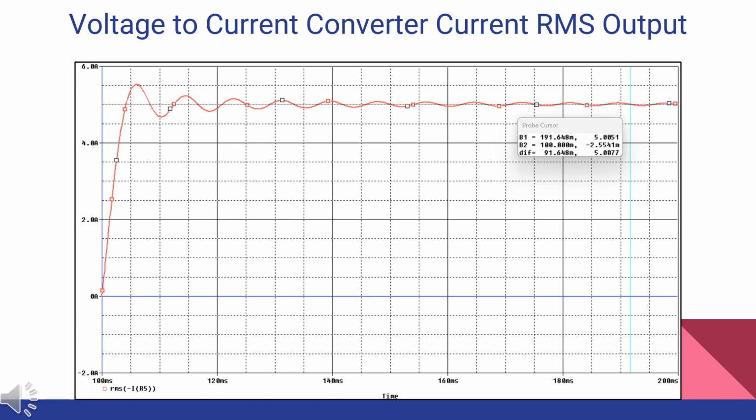This is the expected RMS output of the voltage to current converter. RMS stands for root mean squared, which means the first 20 milliseconds or so of this simulation can be neglected due to it not having enough data points. But as you can see, at max input signal, the expected RMS output is 5 amps.